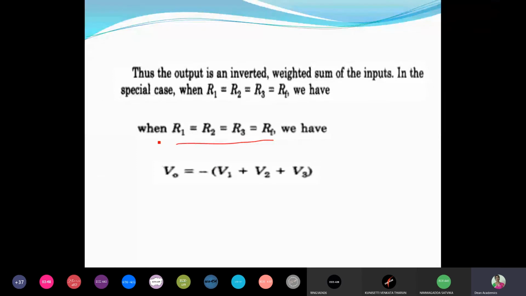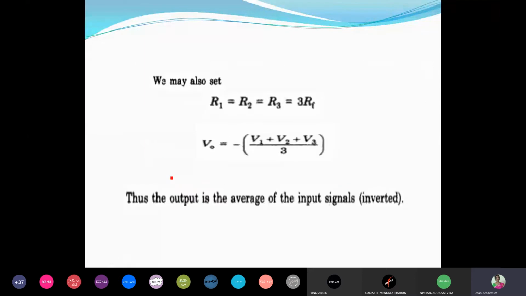In this special case, when R1 equal to R2 equal to R3 equal to RF, that means the feedback resistance and all the resistors in the circuit are the same, then V0 will be the inverted sum of all the input voltages V1, V2, V3. That's why we call this an inverting summing amplifier. Why inverting? Because of this minus sign. Why summing? Because of the addition of V1, V2, V3.